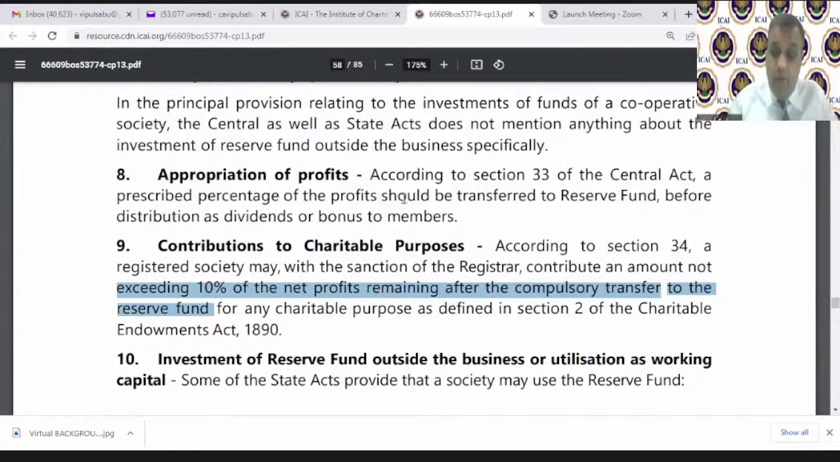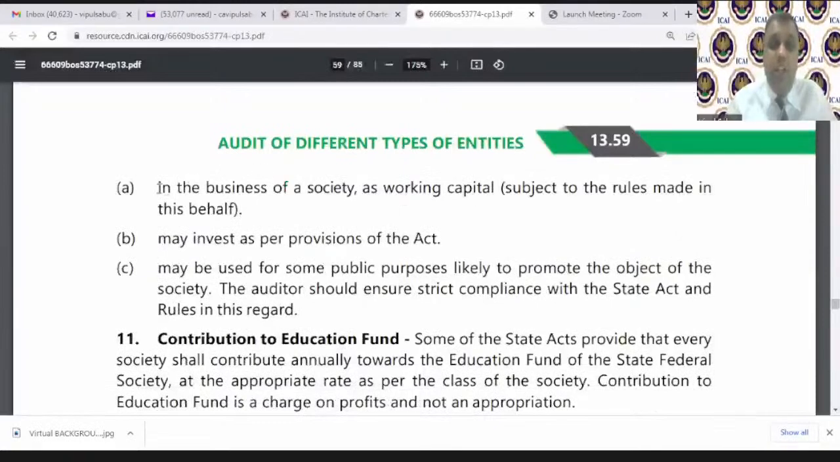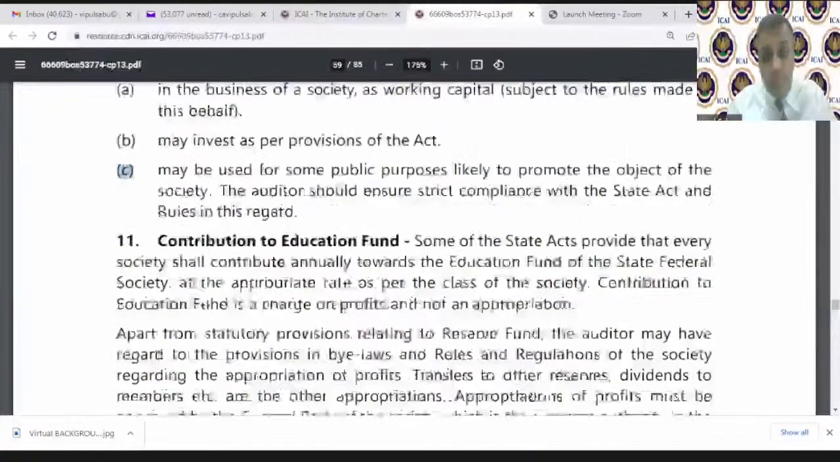And if you want to use your reserve fund, you can use the reserve fund in the business of the society. As per the provisions, you can invest it, or you can use it to promote the projects of the society, but as per the rules of the law.